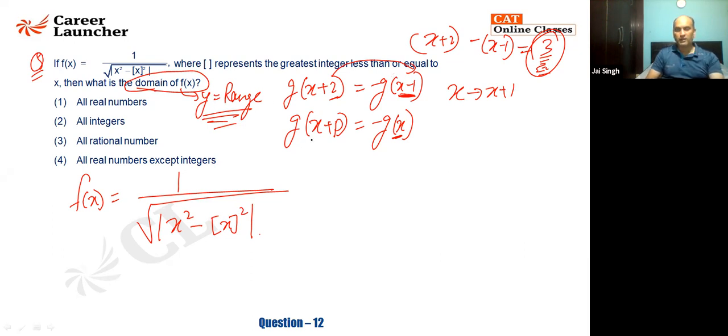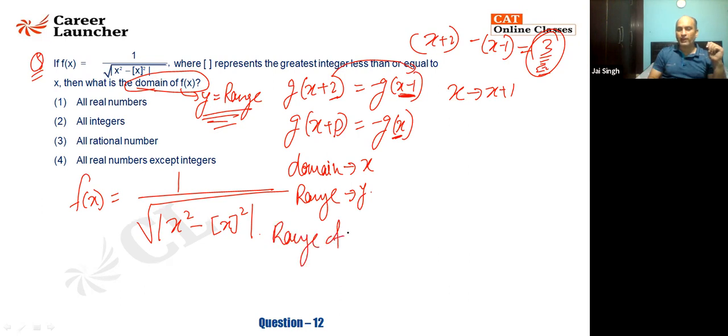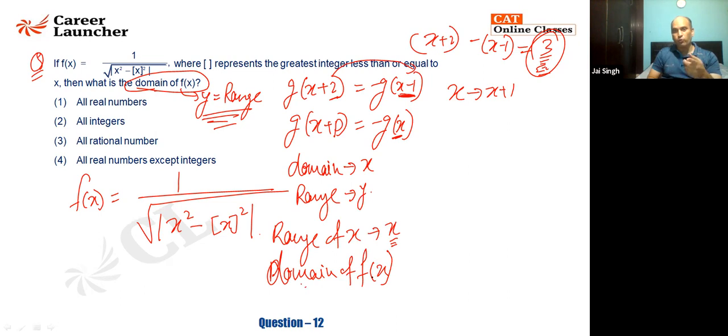One more thing is there, sorry. When domain is the word which is used, it is used for x. When range is the word, it is used for y. If you are asked what is the range of values of x, it means it is asking for the range of x. If someone is saying what is the domain of f of x, or if it is written as range of f of x, I am talking about y. It is asking you what is the possible value of f of x that you are going to have.